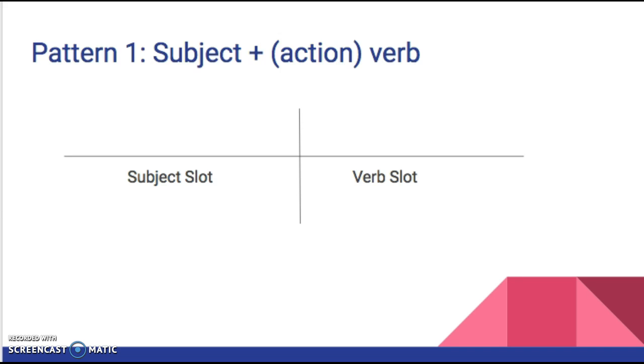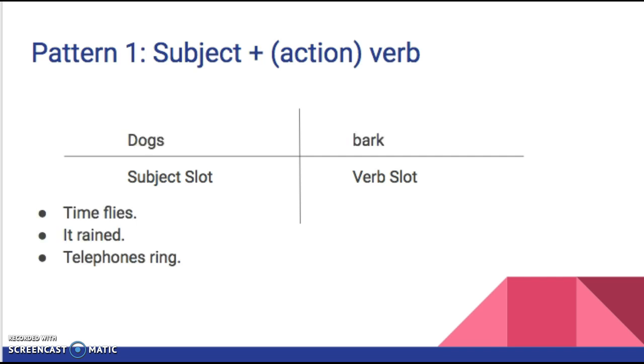You'll notice there is a subject slot and a verb slot. That is where the subject and verb of your sentence will go. If we were to have a two-word sentence, like let's say dogs bark, dogs would go into the subject slot and bark would go into the verb slot. Other two-word sentences could be things like time flies, or it rained, or telephones ring. That's just the most basic type of sentence, where you have a subject, which would be a noun, and then an action verb. So two-word sentences, very simple. This is the simplest sentence pattern that we have.